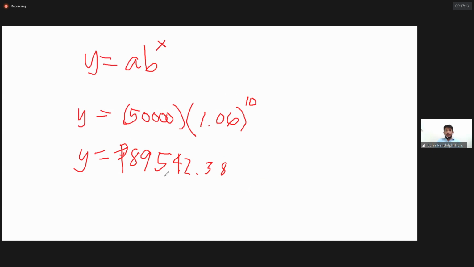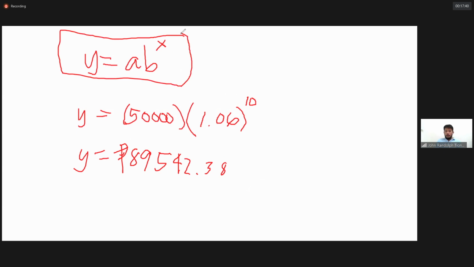Kasi annual interest 6%. Which is kung ibig sabihin, annual interest 6% divided by 12, yung 6% natin. Magkano lang per month? 0.5. 0.5% lang per month yung tubo niya. Okay? So that's the rule for exponential growth. You apply this formula. Okay, next, example 3.